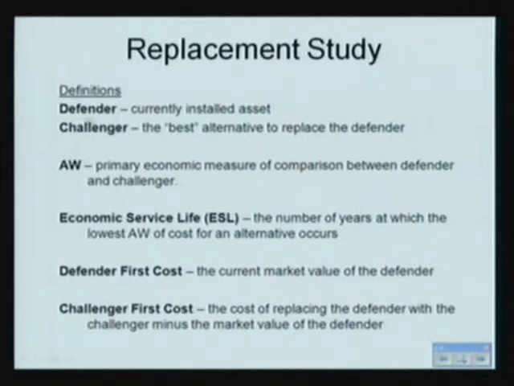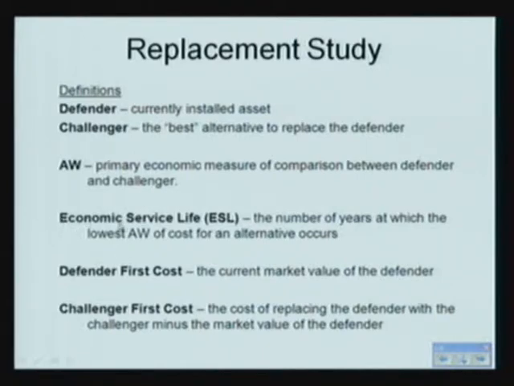Before we actually get into an example, I want to give you a couple of definitions. The first definition is the defender. The defender is the currently installed asset. Again, that asset could be a machine, a building, a process, but that's the defender. It's what's currently in operation. The challenger, on the other hand, is the best alternative to replace the defender. Maybe you've already done an analysis, come up with several options, and whittled them down to a single best alternative. What we're going to do here is make a comparison between the defender and the challenger. Of course, AW, annual worth, is the primary economic measure of comparison between the defender and the challenger.